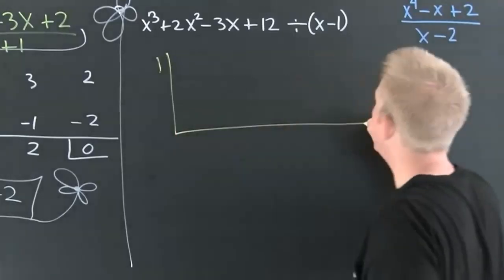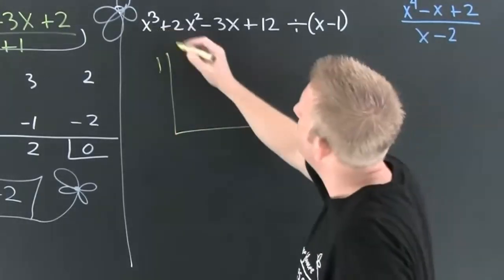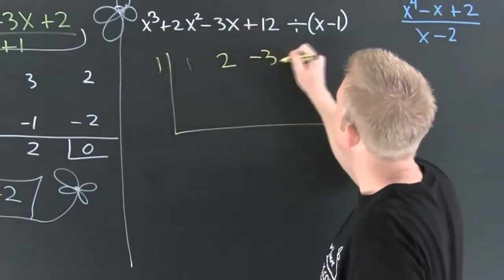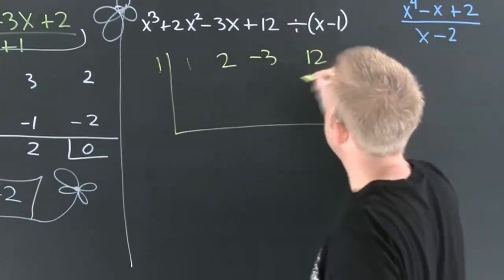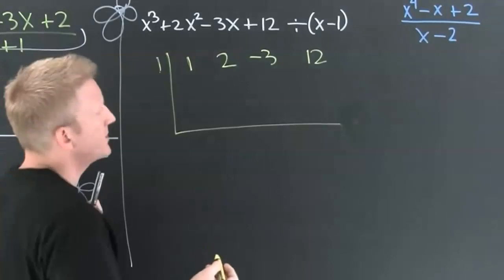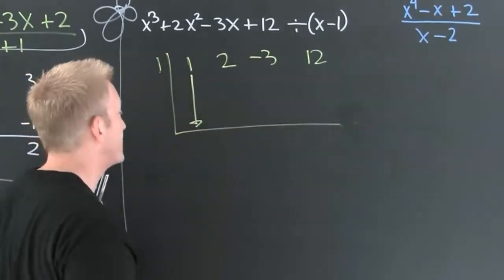What goes on the inside? My coefficients. A 1 goes in there. A 2 goes in there. A -3 goes in there. And a 12 goes in there. Okay. So then I drop it like it's hot.